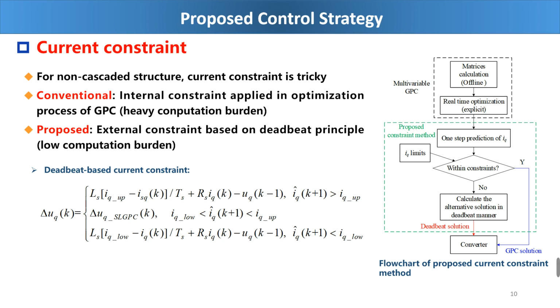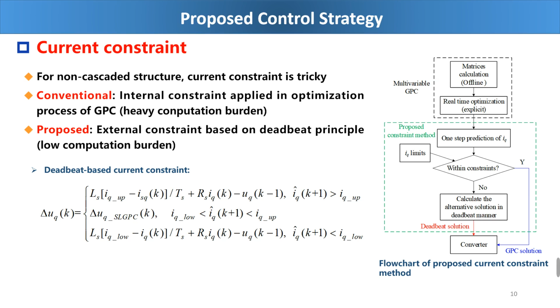And here is the current constraint. For the proposed non-cascaded structure, the current constraint is a tricky issue. For the conventional structure with cascaded loops, we just need to add some limiter to the reference or the output of the outer loop, or the reference of the inner loop. So between the two loops, we just need to add some limiters. But for the non-cascaded structure, the variables are hidden inside the controller, so we cannot place limiters on them.